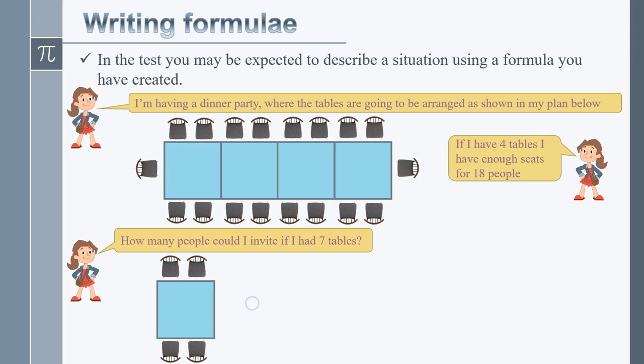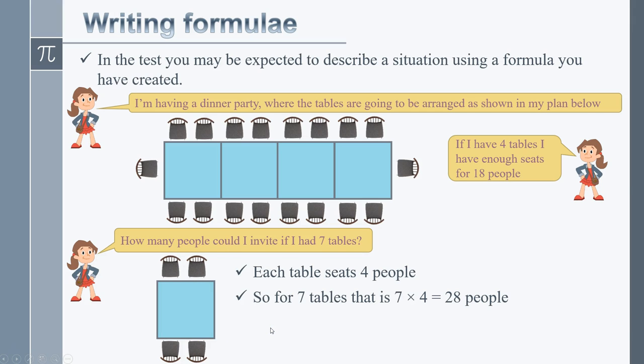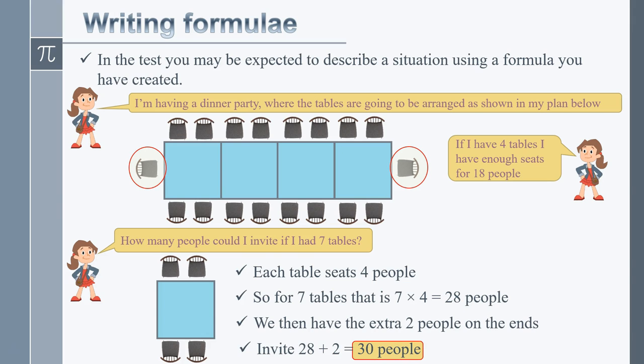If we think about each table, let's say this one here, it has got 4 people on it. So each table seats 4, so that would give us 28 people so far. But that's just for the tables in the middle. We've also got the ones on the end. We've got these 2 guys who are going to be sitting on the ends of the table, presumably the most important people. So there we've got those 28 people, but then we've got room for those extra 2 that are going to be on the ends. So in total, she could invite 30 people to sit round a table plan with 7 tables.